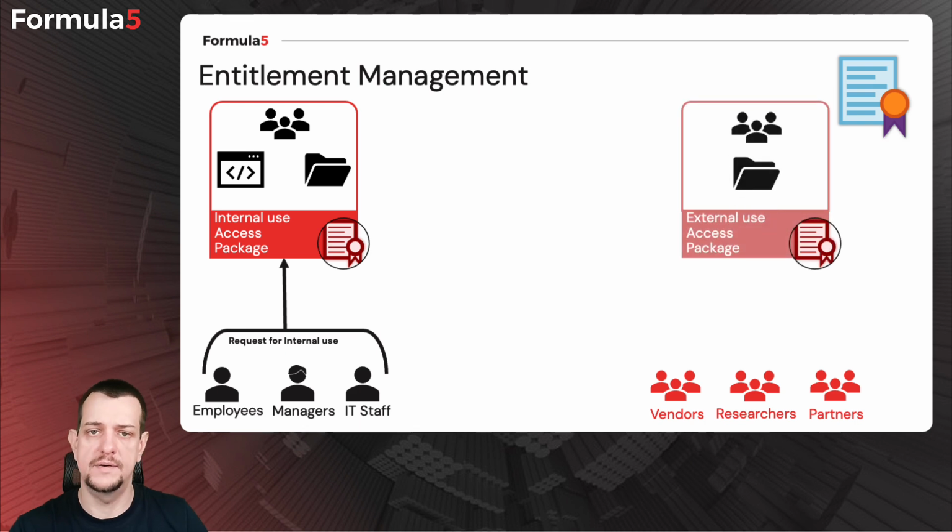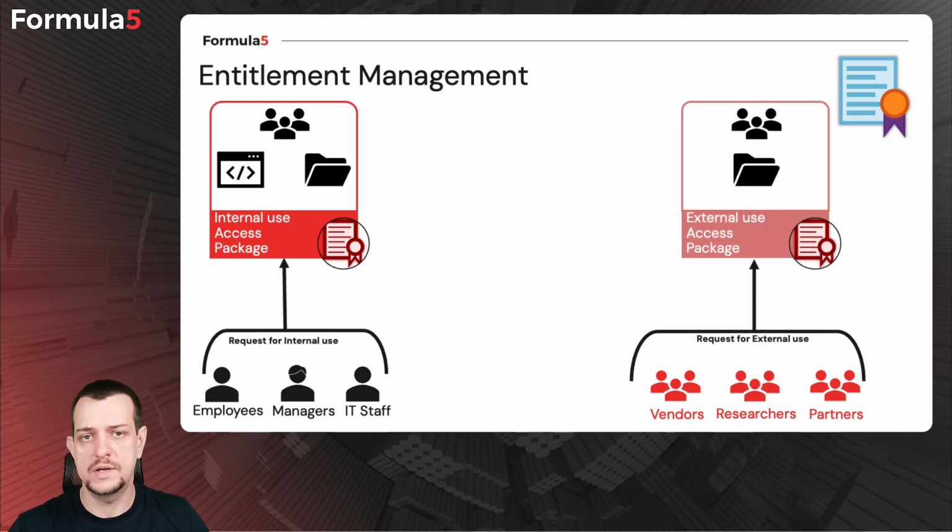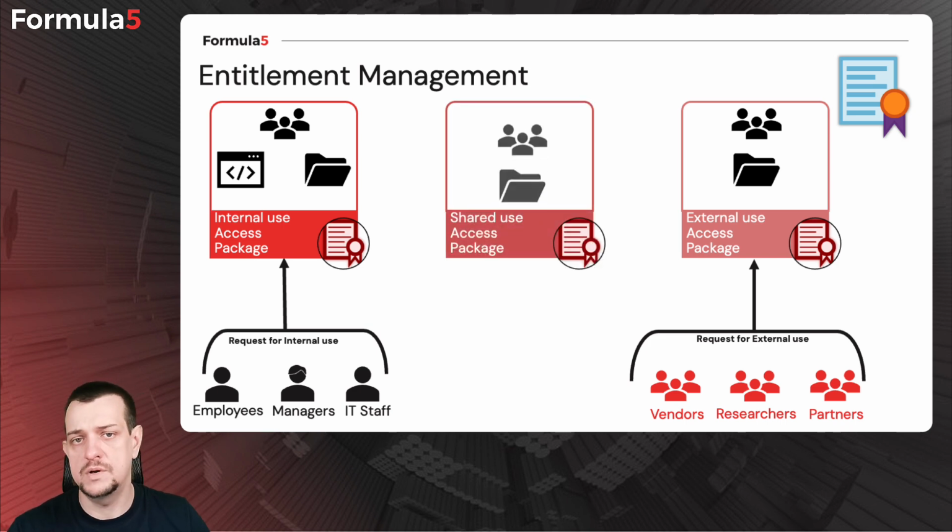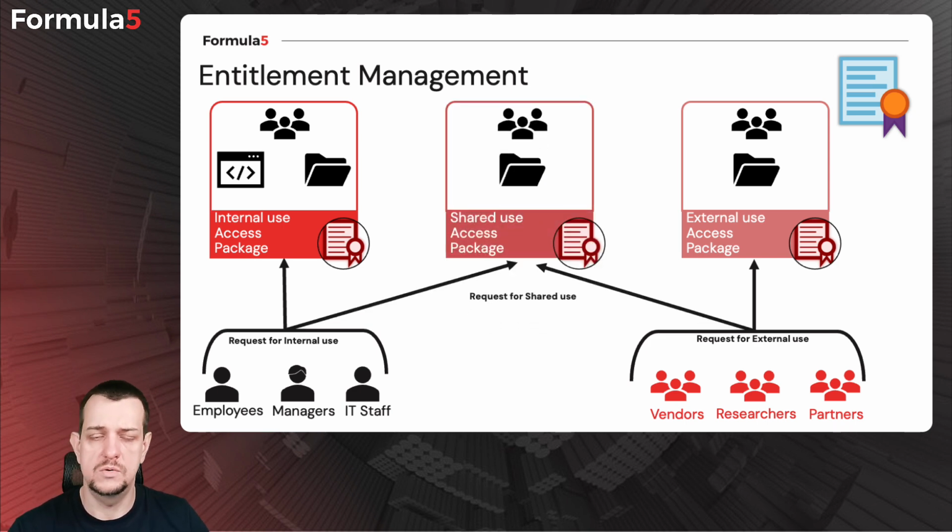On the right side, we have an external use access package, which in this particular case we can use for external users, for example, auditors. They need to come, they need to get the information, do the audit, provide the documentation, share it with us, voila, it's done. In the middle of the screen, you can see the shared use access package that could be used for situations like projects where we are cooperating with vendors between our internal teams and the external people.